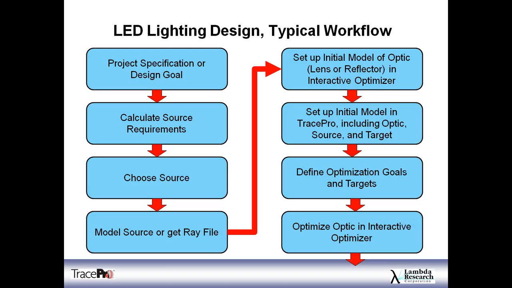Then once we set up our initial model, we're going to export that to TracePro, and use that to set up the positions of the source and the target, and where the optic is going to be in relation to those. Then we'll go back to the Interactive Optimizer, and set up our optimization goals and targets. Are we optimizing to a flux value, to an irradiance value, to an angular distribution or a profile, either an angular profile or an irradiance profile? And then we would run through the optimization of the optic.